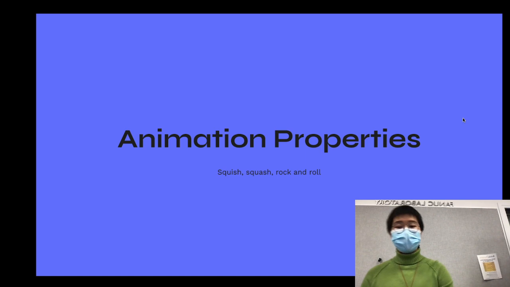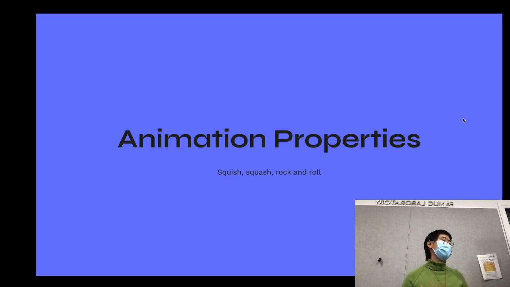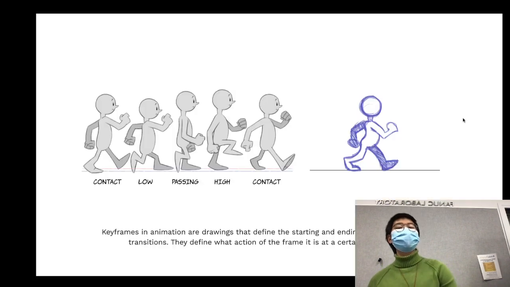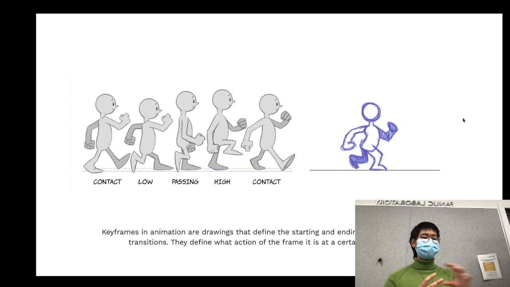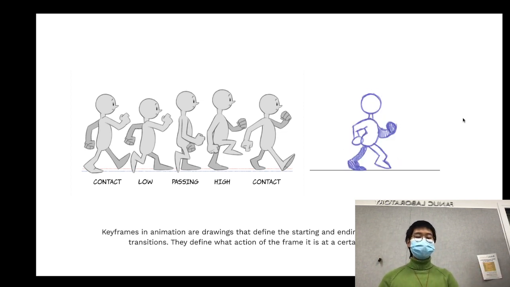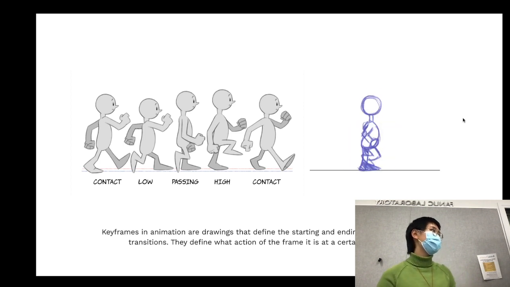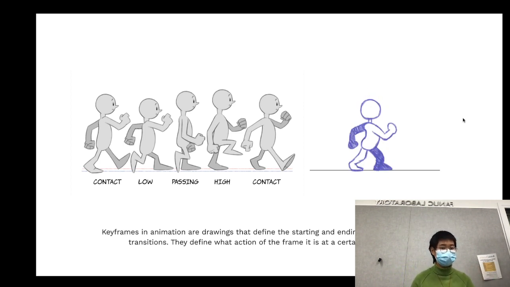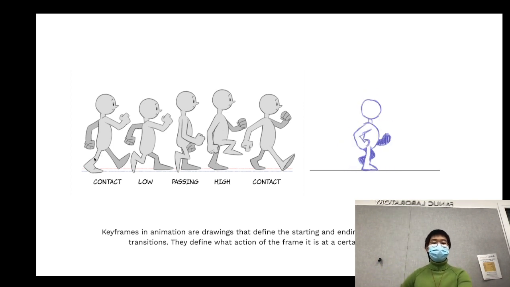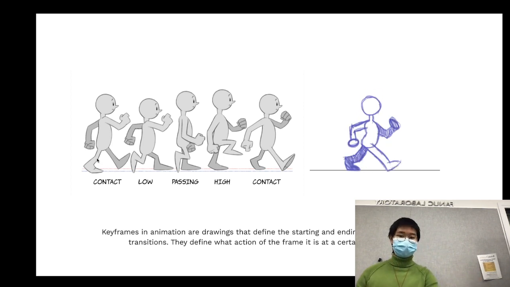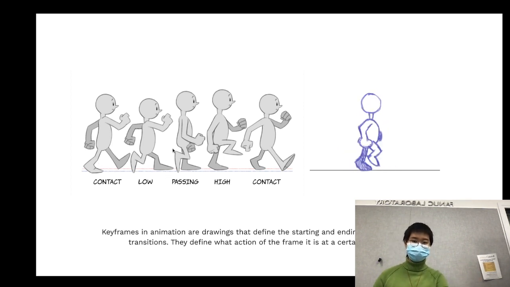Okay, cool. So animation properties. This is diving into not just the idea of UI UX animation, but more animation in general. So keyframes in animation are drawings that define the starting and ending points of any smooth transition. So they define what action of the frame is at a certain point in time. If you've ever done any animation-related sketching exercises, you can take this idea of somebody walking. The keyframes would be these really important points where somebody is stepping to the ground, they're low, their leg moves, their leg goes back up, and they reach contact with the ground again. And then it's going to cycle through all these.